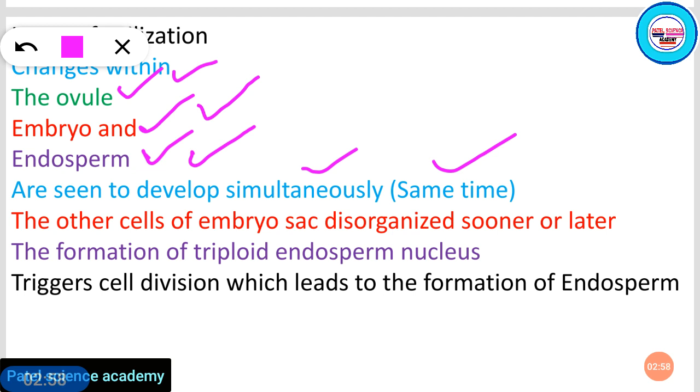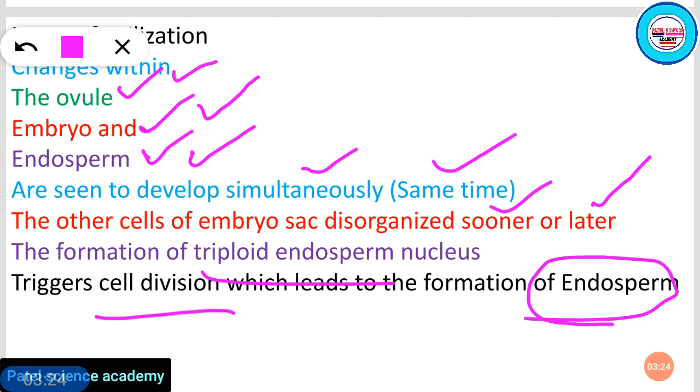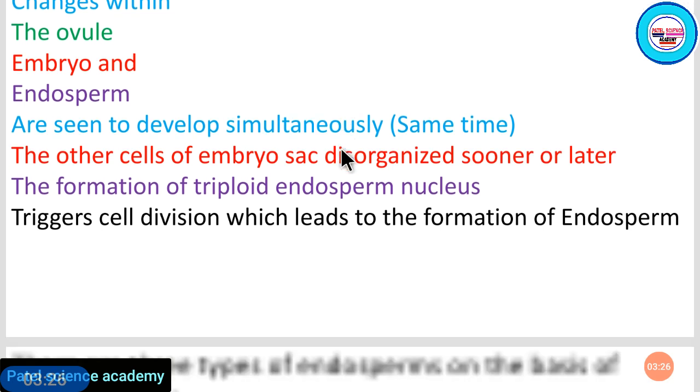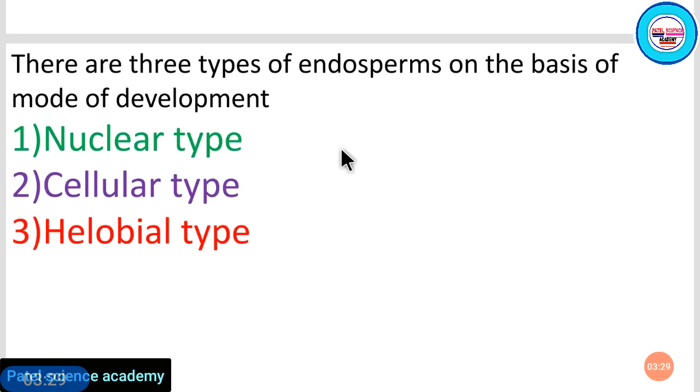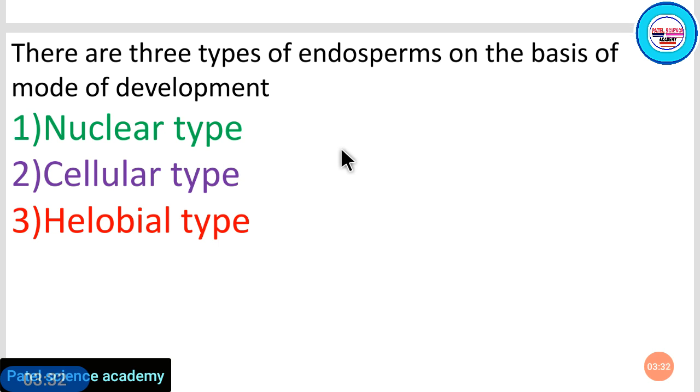The other cells of the embryo sac disorganize sooner or later, meaning only the ovule, embryo, and endosperm remain for further development. The formation of the triploid endosperm nucleus triggers cell division. Which cell division? Mitotic cell division, which leads to the formation of the endosperm, that I have explained diagrammatically in the previous slides. Now, how does this endosperm develop, and what are the different types of endosperm in the different plants of the world?